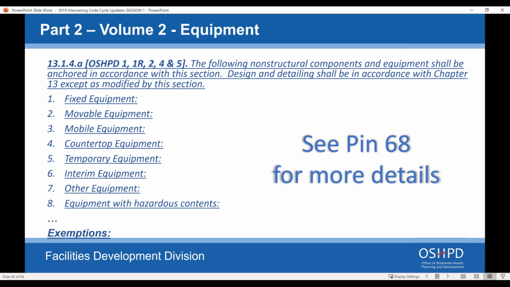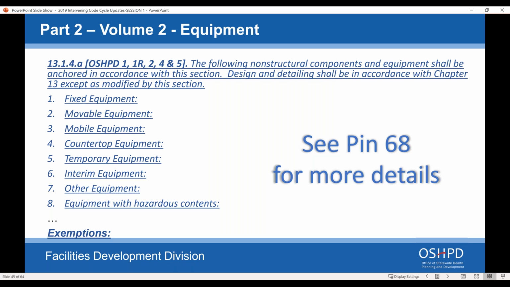So these are the changes that were made. Richard already talked about all the definitions for fixed, movable, mobile equipment, etc. So what we have in this particular section is, given the definition, once you classify your equipment into which category it's going to be, then the specific requirement for anchorage and bracing is given in this particular section. The reason why we did this was because the original way in which it was written was we had exceptions from anchorage and bracing, then we had exemptions to the exceptions, and it was getting a little bit confusing.